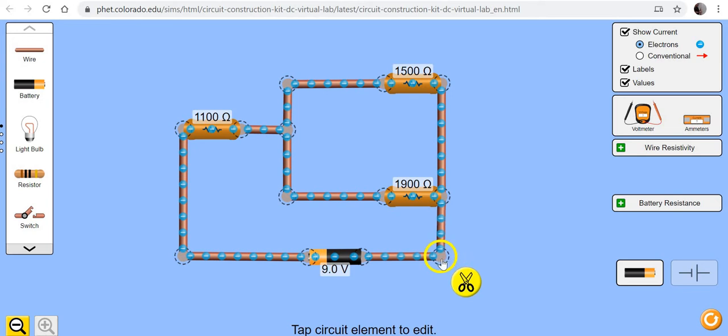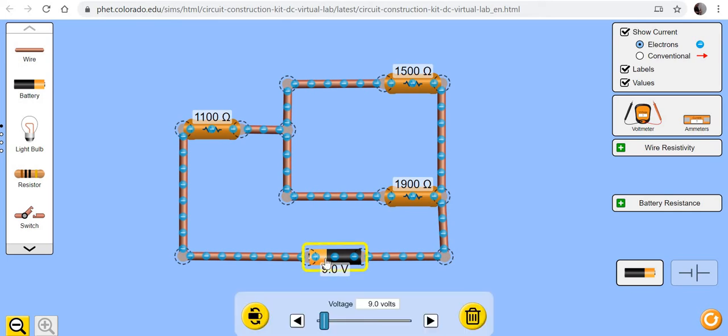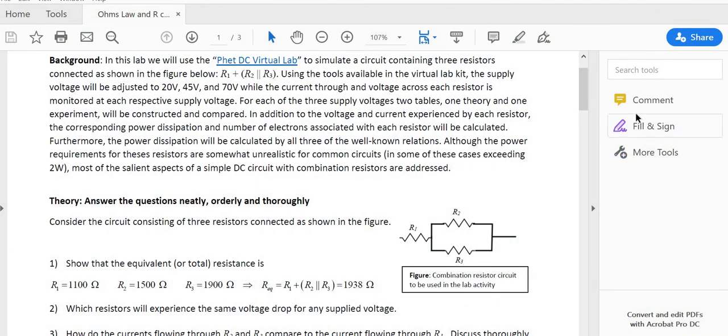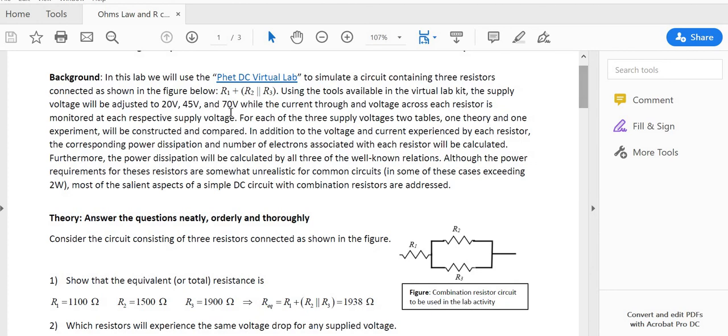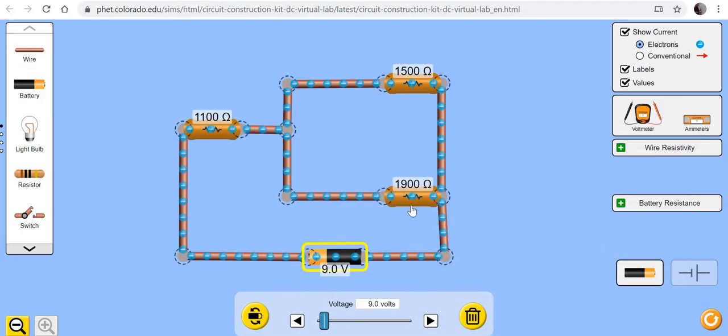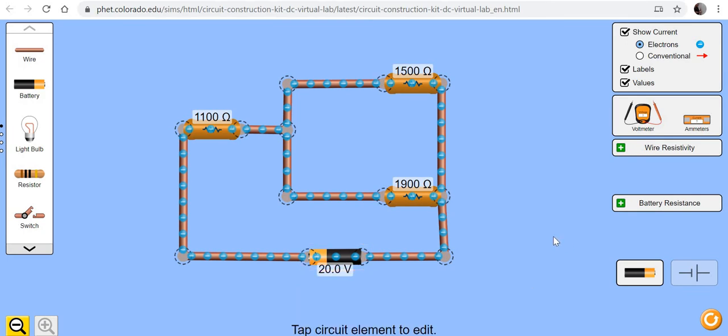Now, the next thing we need to do is realize that we're going to be changing this voltage here. I think, let's see, is it 20? We're going to be using 20 volts right here, 20 volts, 45 volts, and 70 volts. Okay, so let's say we start with 20 right there. That'll be our first voltage, the lowest voltage.